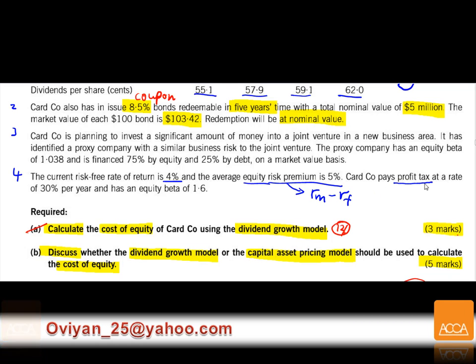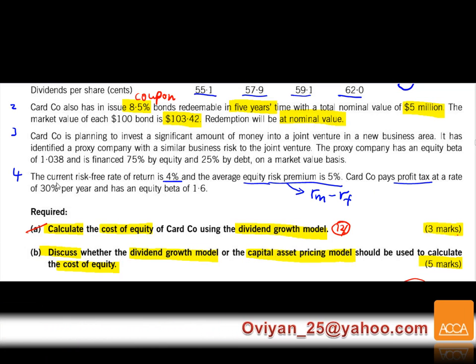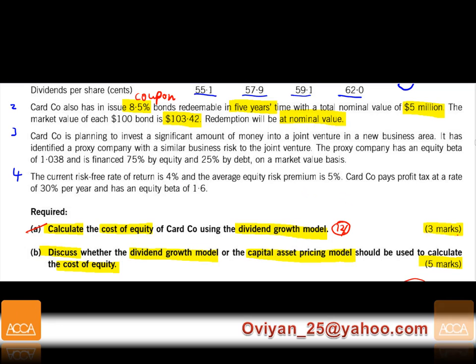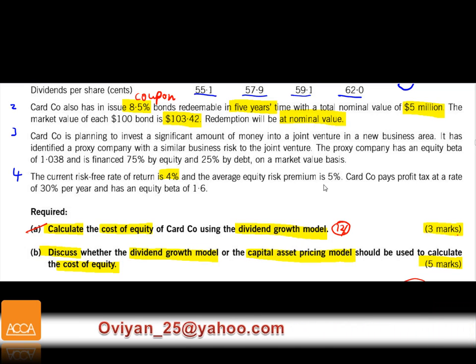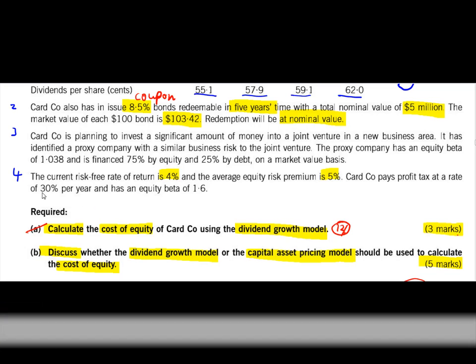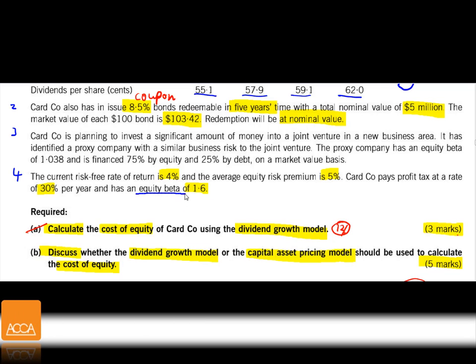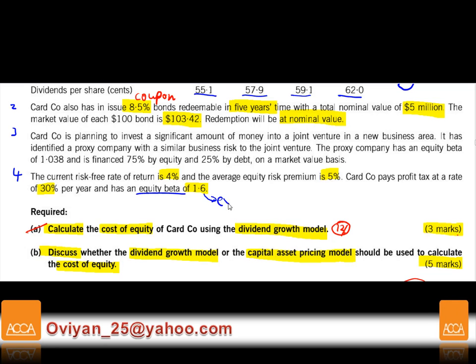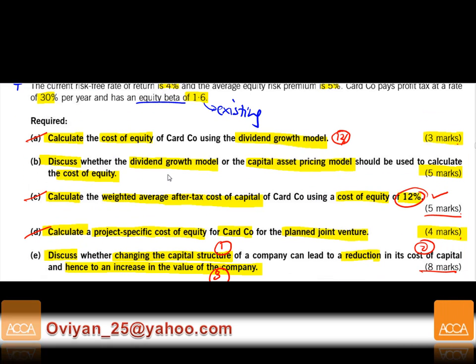The company pays a profit after tax at the current rate of 30% per year and has an equity beta of 1.16. So what is important here in this particular paragraph: RF 4%, equity risk premium 5%, tax rate is 30%, and the equity beta is 1.6. This is for your current business. This is for your existing business. Okay, this is going to be for your existing business.